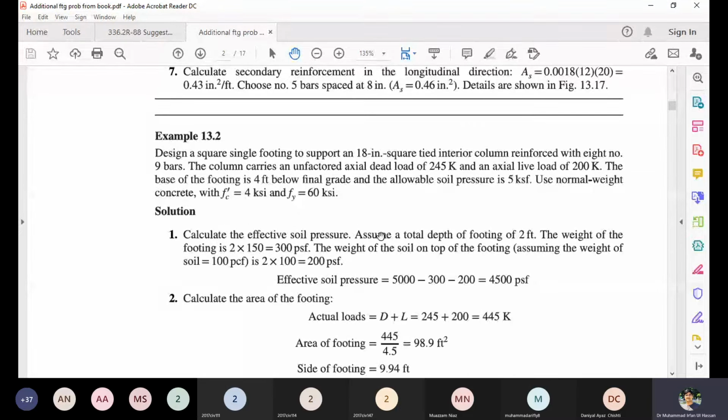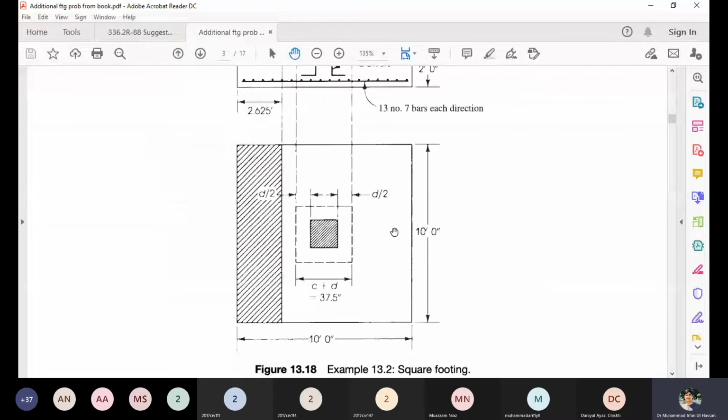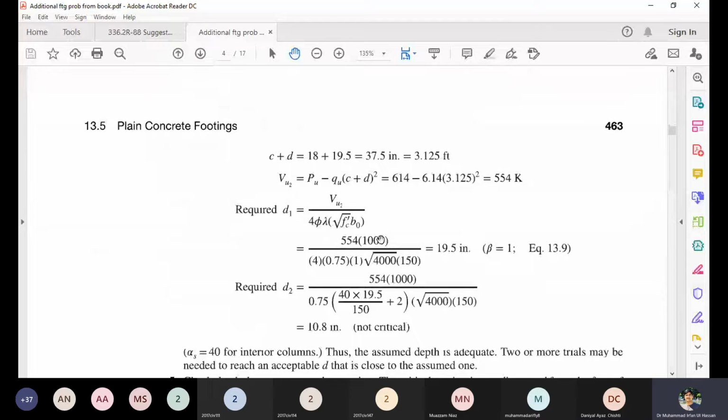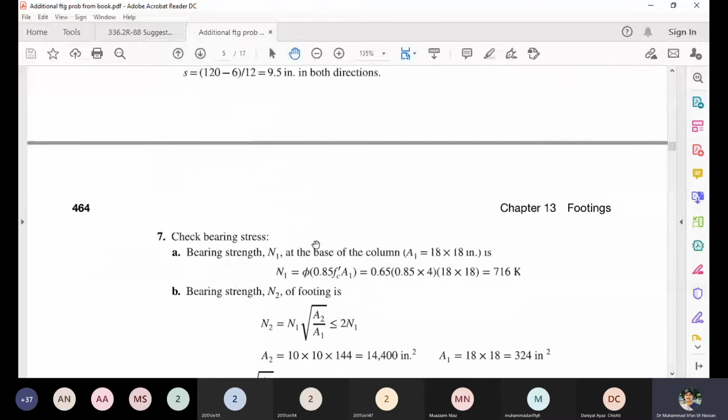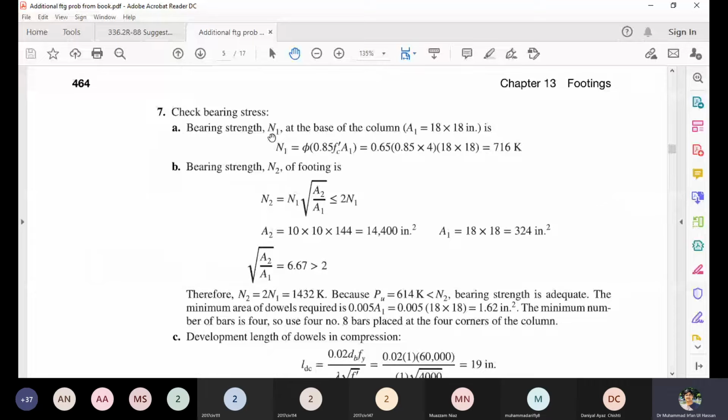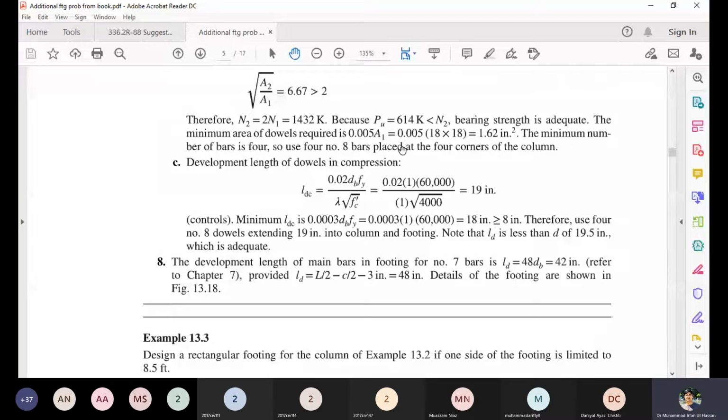Then comes the second one, also a simple, same problem, but it has a different load with a different bearing capacity. And here the bearing strength is also computed for the column, whether the bearing strength of the column is lesser or larger, and whether dowels are required. So dowels are also computed.